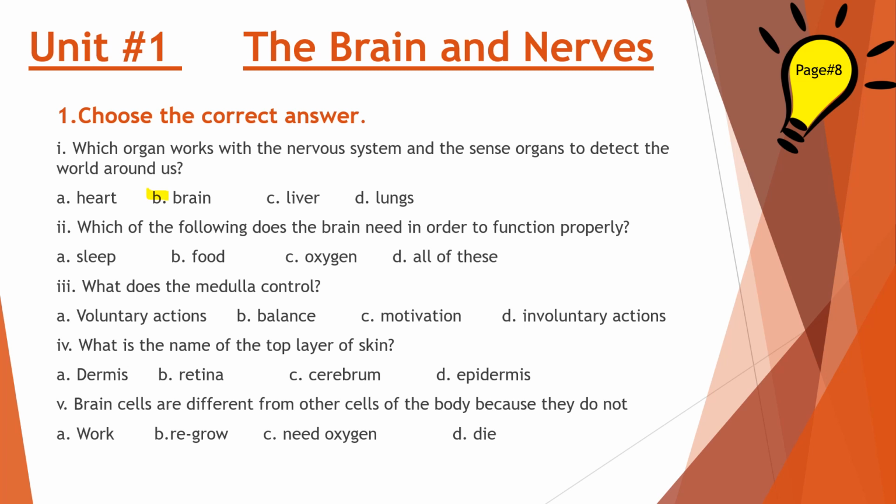The second statement is, which of the following does the brain need in order to function properly? The options are sleep, food, oxygen, or all of these. We know that our brain requires food, enough sleep, and continuous supply of oxygen to work properly. So the correct answer will be option D.